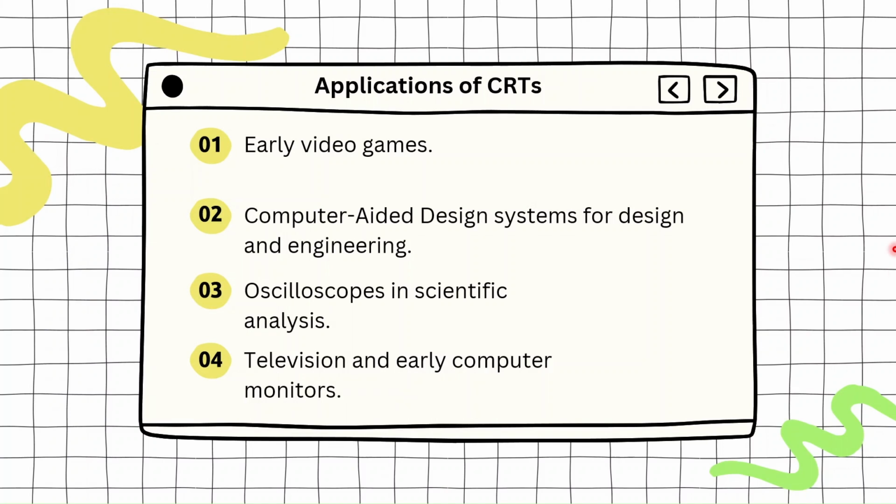Now talking about the applications of CRTs. CRTs were significant in the development of computer graphics. They powered early video games. In computer-aided design systems, CRTs allowed designers to visualize complex models. They were also essential in oscilloscopes for scientific and technical analysis. Also, CRTs served as the primary display technology for televisions and computer monitors.